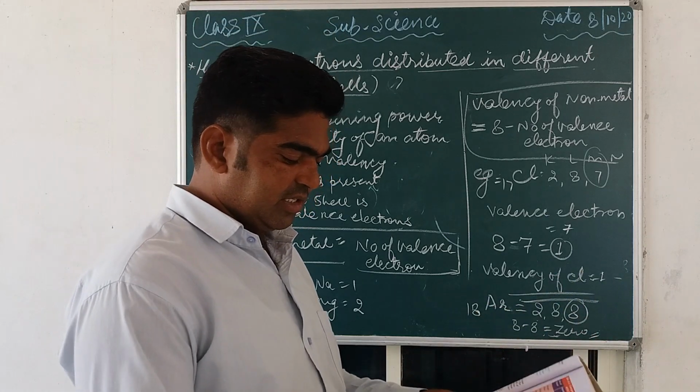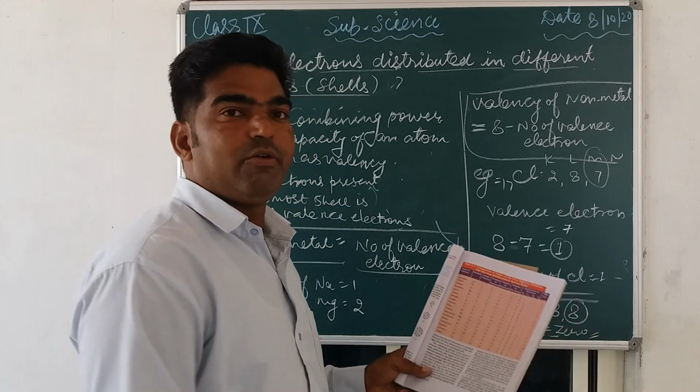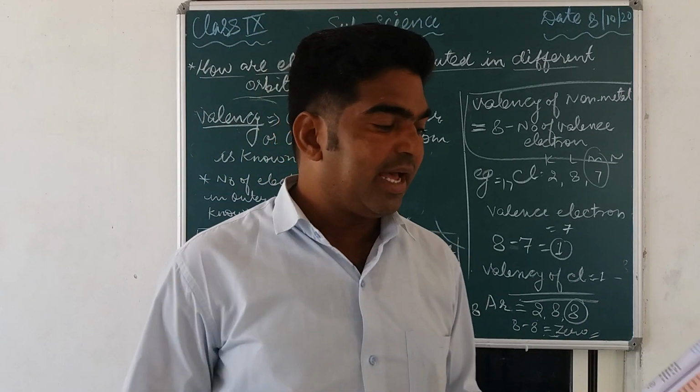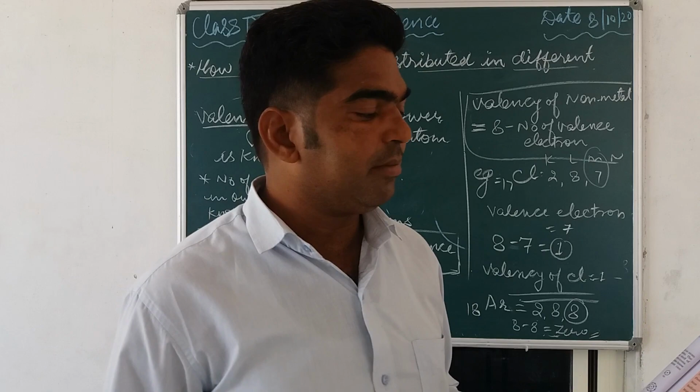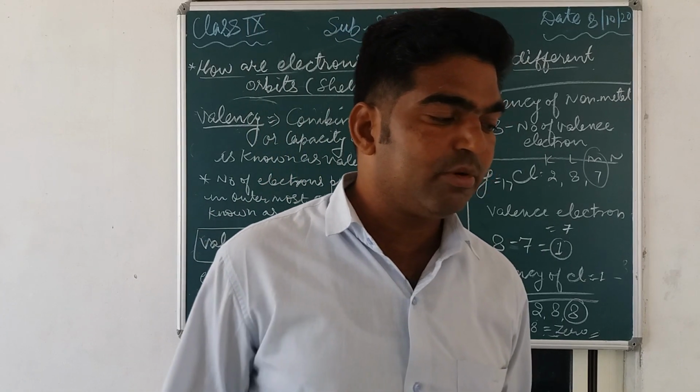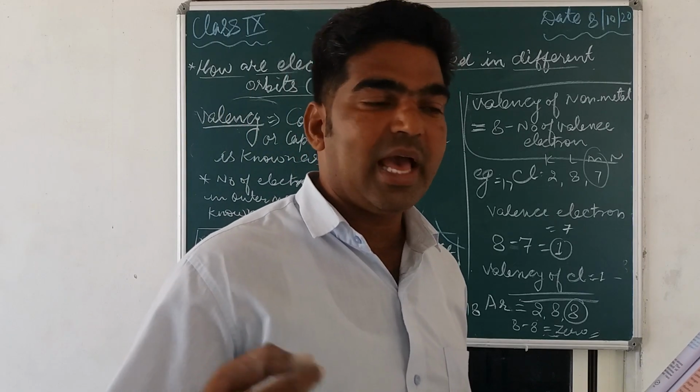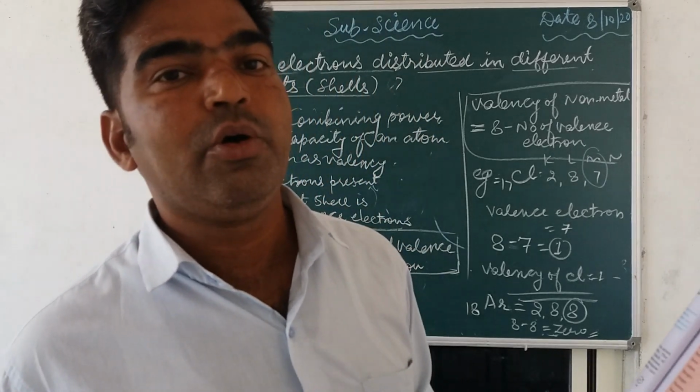So you can see this, page number 51 here. This Table 4.1 is given. Everybody, go through this. Here the atomic number, their symbol and elements, number of protons, neutrons and electrons, and the number of electrons in the K, L, M, N shells, and the valency are also given.